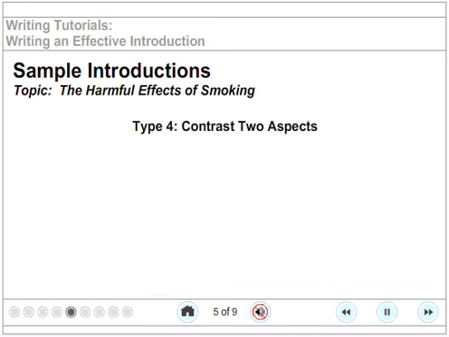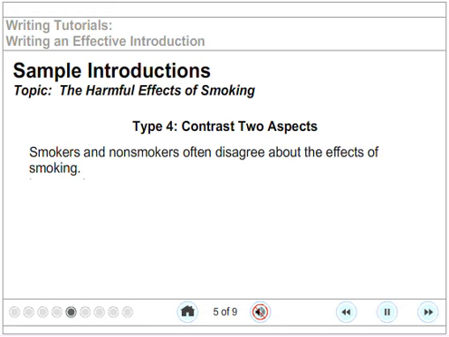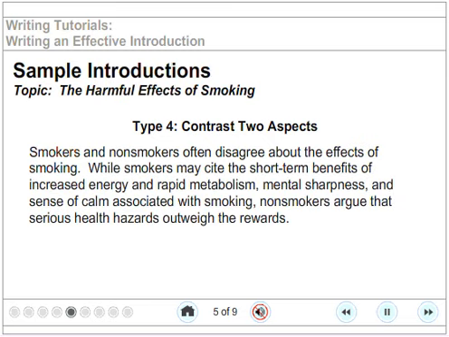Type 4. Contrast two aspects or perspectives of the topic. Smokers and non-smokers often disagree about the effects of smoking. While smokers may cite the short-term benefits of increased energy and rapid metabolism, mental sharpness, and a sense of calm associated with smoking, non-smokers argue that serious health hazards outweigh the rewards. In this introduction, the writer presents both positive and negative effects of smoking. The paragraph might go on to articulate the harmful effects of smoking to be discussed in the body of the essay.